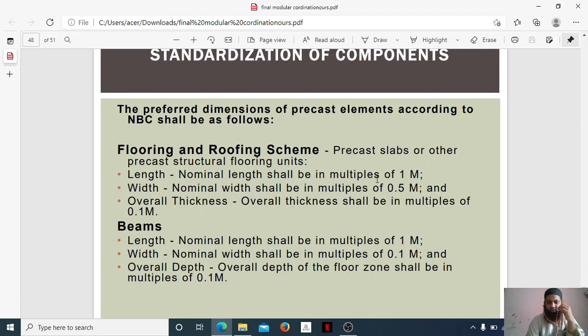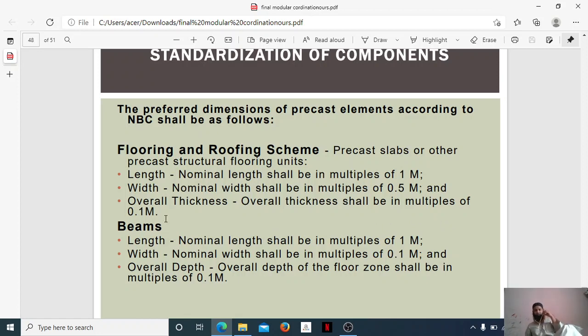Flooring and roofing scheme, precast slabs or other precast structural flooring units. Nominal length shall be in multiples of 1 m. The length of the flooring scheme should be 1 m. Nominal width shall be in multiples of 0.5 m. Overall thickness shall be in multiples of 0.1 m.